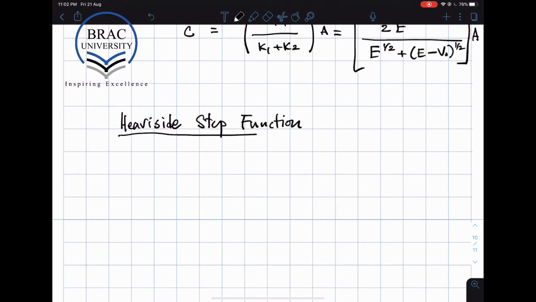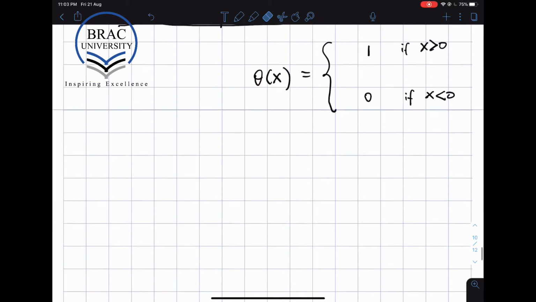Heaviside was a Scottish mathematician and a physicist, and the modern form of Maxwell's equations that we know is actually due to Heaviside. He's the one who wrote Maxwell's equations in a succinct form. So the Heaviside step function is this function. It's usually called theta of x, and it has the value of 1 if x is greater than 0, and it's 0 if x is less than 0. So that's why it's called a step function.